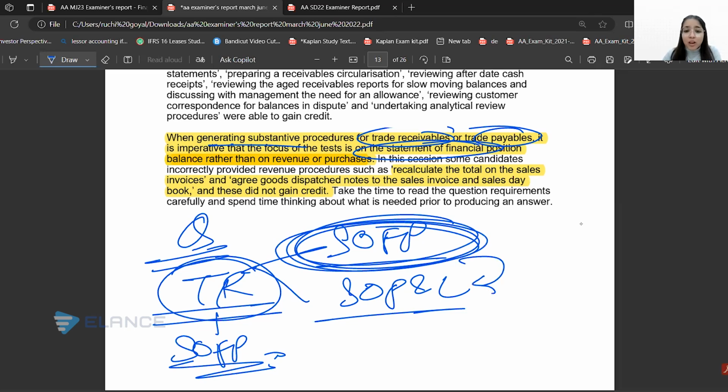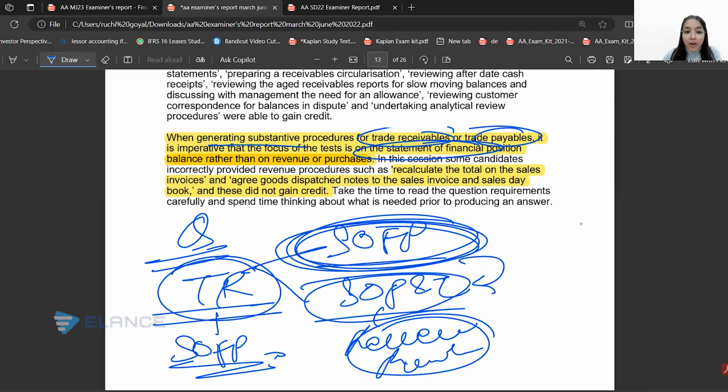Why are we including this in our procedure? Why are we talking about revenue? Why are we talking about purchases? The main focus of the test is on the SOPL. Fine. See, if you write recalculate the total sales invoice, these are substantive procedures of sales, and you will not get any credit for it.